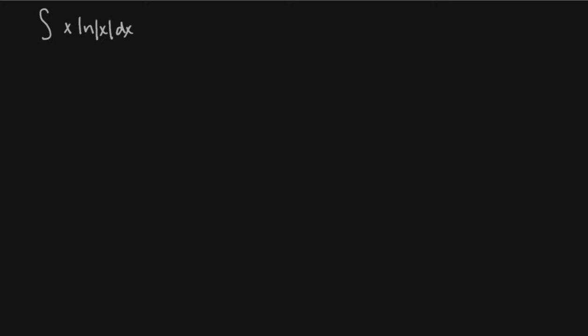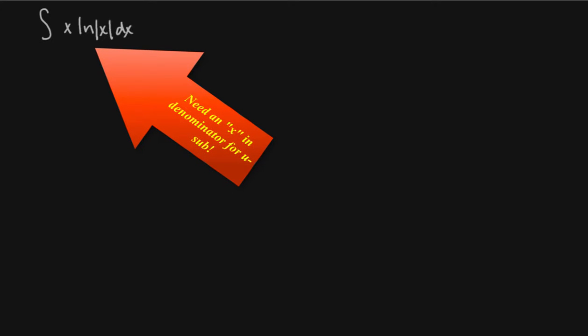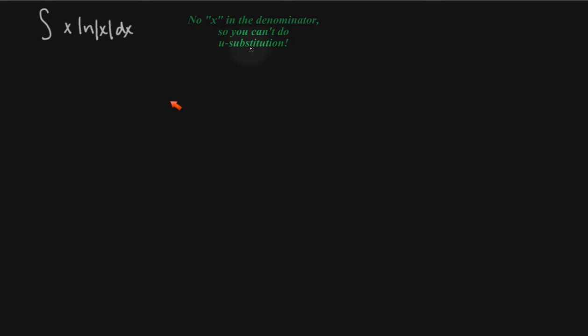First thing you should do is say to yourself, well, what do I have in my bag of tricks of integration? Well, for u substitution to be possible with the ln, I need an x in the denominator. And since there is no x in the denominator, you can't do u substitution. So then you say to yourself, okay, what else do I have in my arsenal of integration? Well, I have integration by parts.